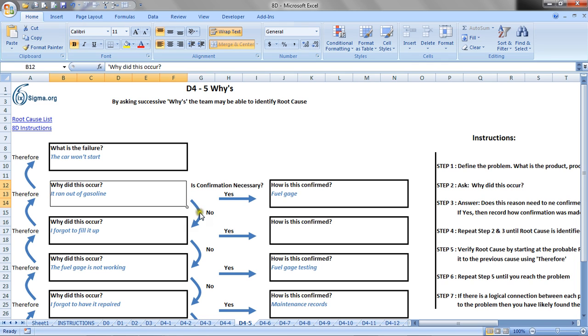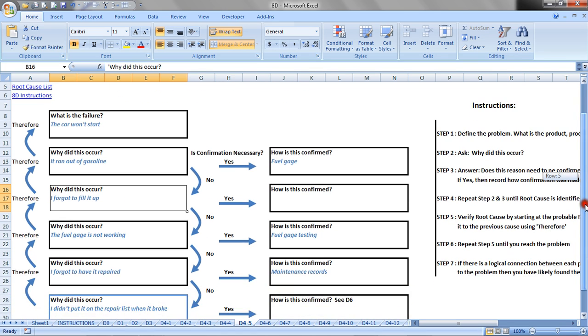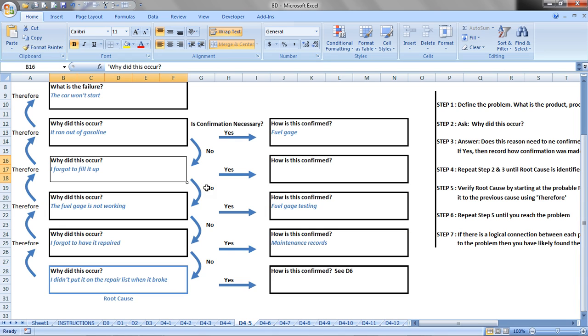And if the answer is no, then I make my way down to the next why, which is, why did it run out of gasoline? Well, I forgot to fill it up. I'll just scroll down here. And for the sake of this video, we'll assume that they're all no. So I forgot to fill it up. That's because the fuel gauge wasn't working. The fuel gauge wasn't working because I forgot to have it repaired. And I forgot to have it repaired because I didn't put it on the list.